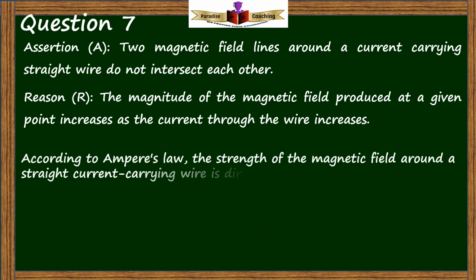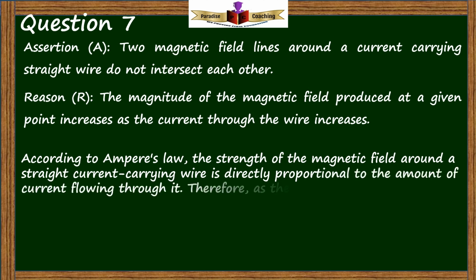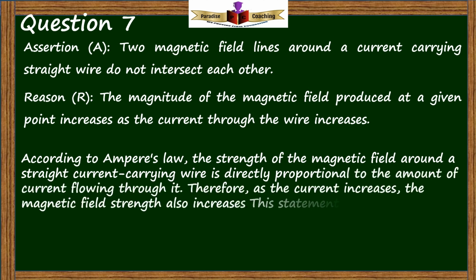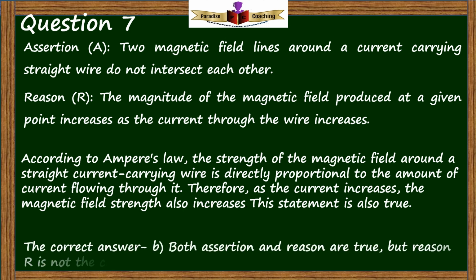According to Ampere's law, the strength of the magnetic field around a straight current-carrying wire is directly proportional to the amount of current flowing through it. Therefore, as the current increases, the magnetic field strength also increases. This statement is also true. Hence, the correct answer is B. Both assertion and reason are true, but reason R is not the correct explanation of the assertion.